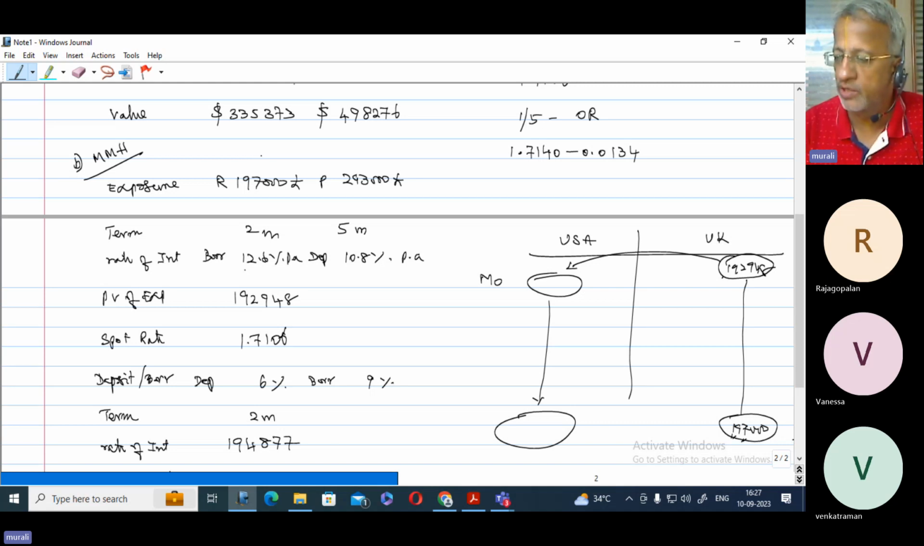Present value of exposure for the other case, let us do that. 0.108 divided by 12 into 5, plus 1, into 293,000. 293,000 divided by the PV factor that we have taken up comes to 280,383. Please confirm the number.